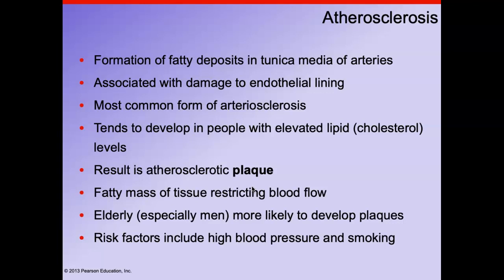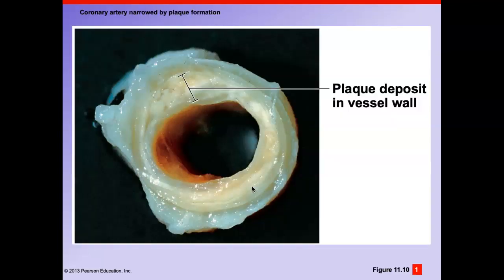Atherosclerosis is the formation of fatty deposits in the middle layer, the tunica media. And this is associated with damage to the inner lining, the endothelial lining. The most common form is arteriosclerosis, and this is often in people with high blood cholesterol. The result is what's called a plaque, and it is fatty tissue that restricts blood flow. And so this opening, the lumen, has decreased because of this plaque deposit in the wall.